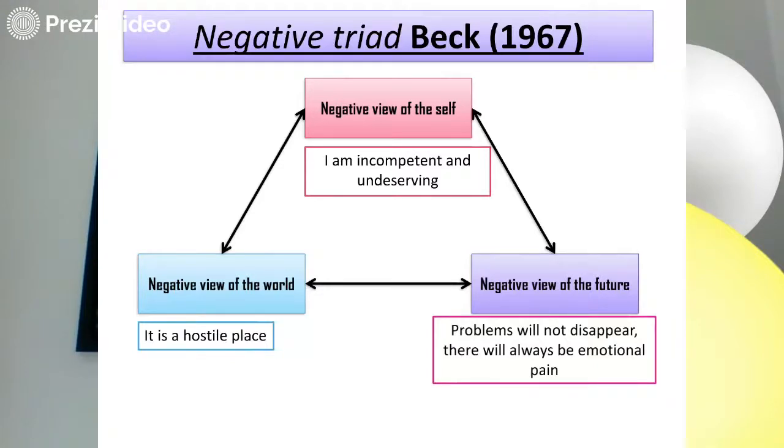So for example, if we go back to the idea of someone who's failed an exam, someone who is sitting an exam, their negative view of the self might be, I can't do this, I'm useless, I'm just no good at psychology. Then their negative view of the future would be, I'm never going to pass this course, I'll never get my target grade, I'll never get into university, what's the point?